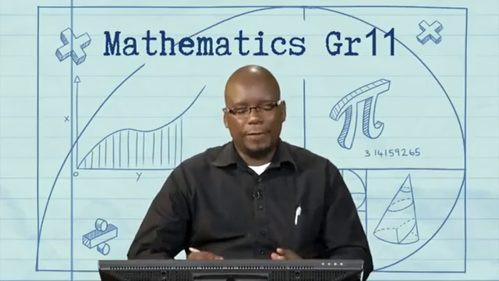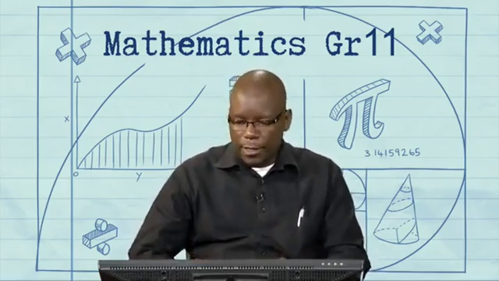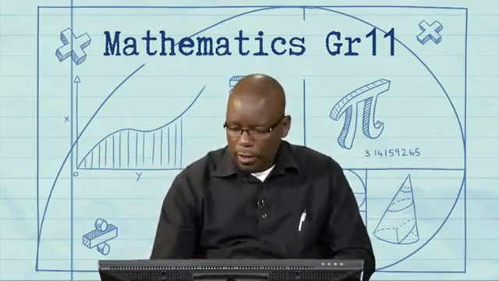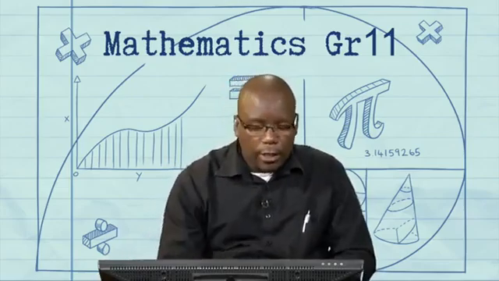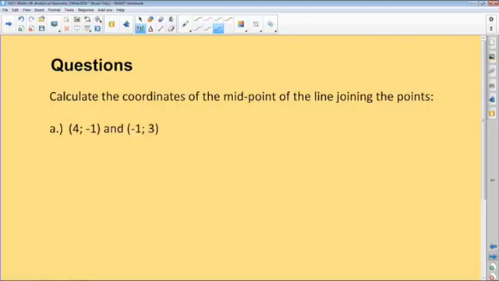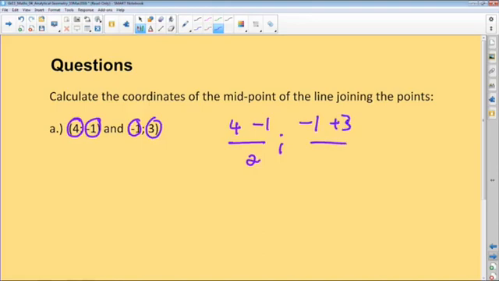That was wonderful, grade 11s. Let's just see if most of us have got the correct answers. Calculate the coordinates of the midpoint of the line joining these points. Midpoint is at x1 plus x2 over 2, y1 plus y2 over 2. So x1, if you're saying this is your x1, that's going to be 4. X2 would be minus 1, over 2, and y1 is minus 1, y2 is plus 3, all over 2.